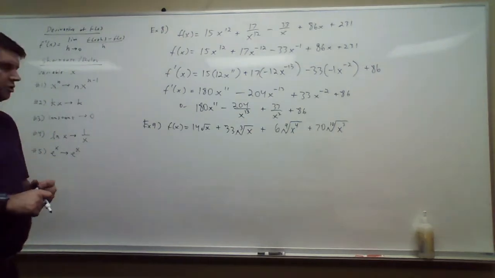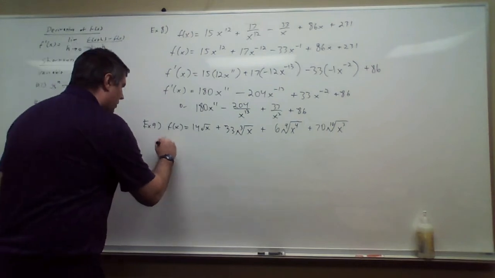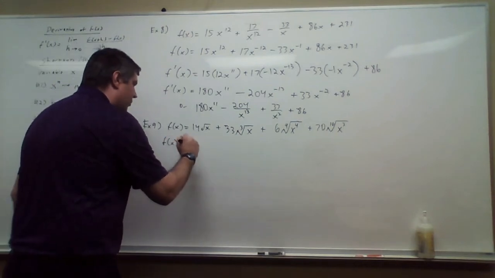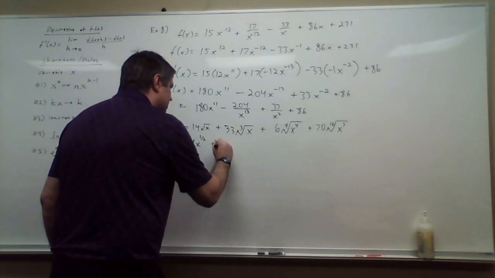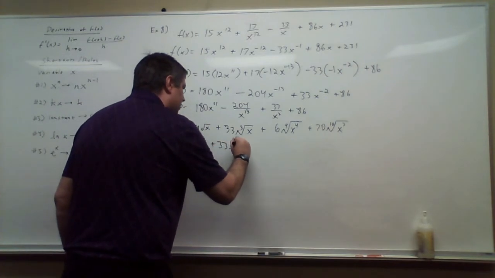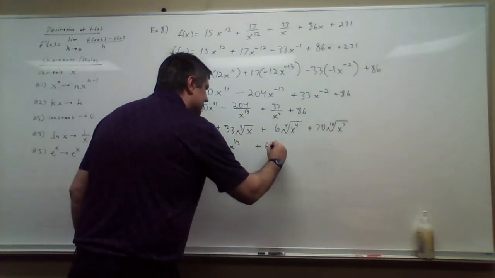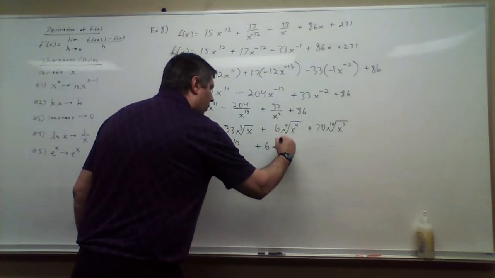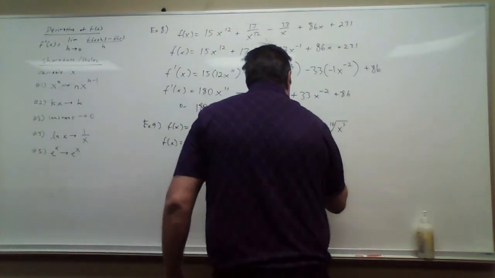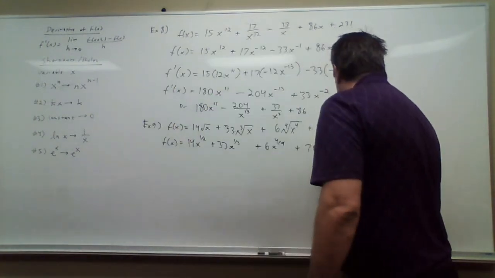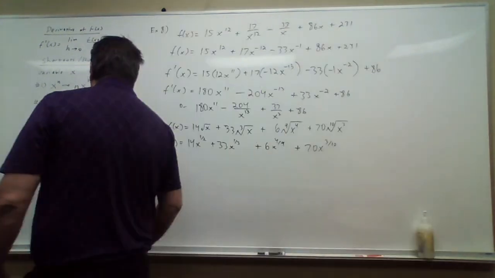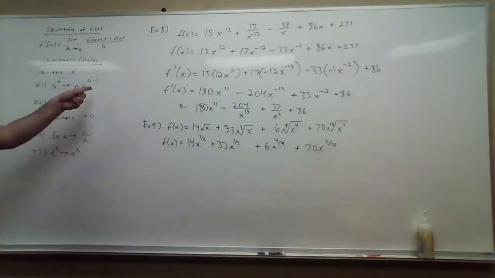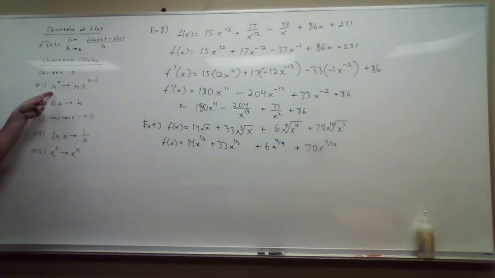So here it goes, okay? First of all, I'm going to rewrite this as f of x equals 14x to the 1/2 power plus 33x to the 1/3 power plus 6x to the 4/9 power plus 70x to the 3/10 power. Okay, and I'm still going to follow this rule right here.